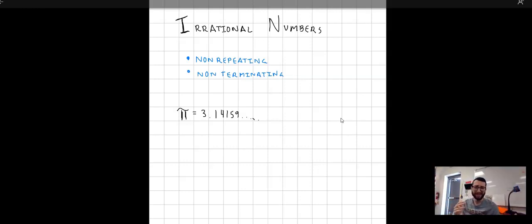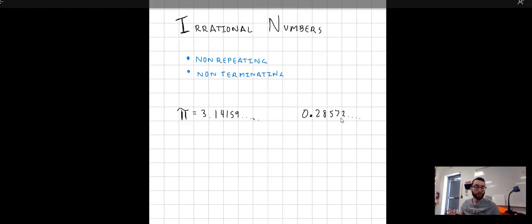So anytime you see a decimal and they do that ... but there's no pattern before it, that means it is irrational. So if I just wrote like 0.28572, blah, blah, blah, that means it is irrational.